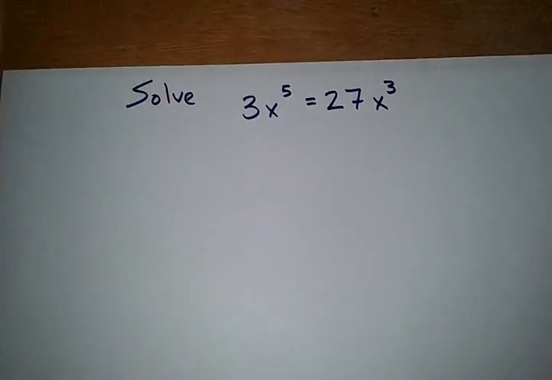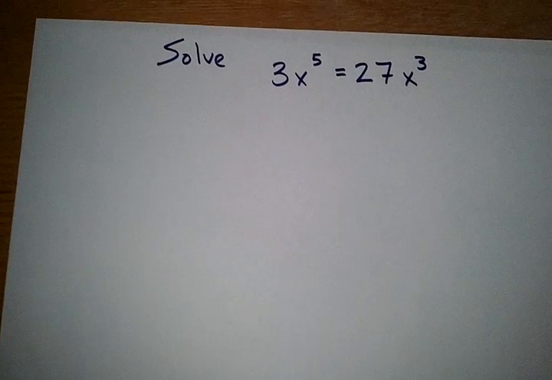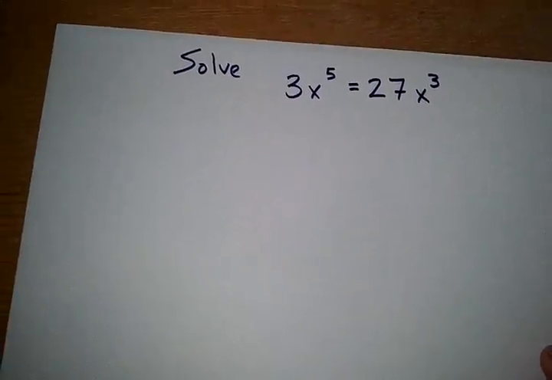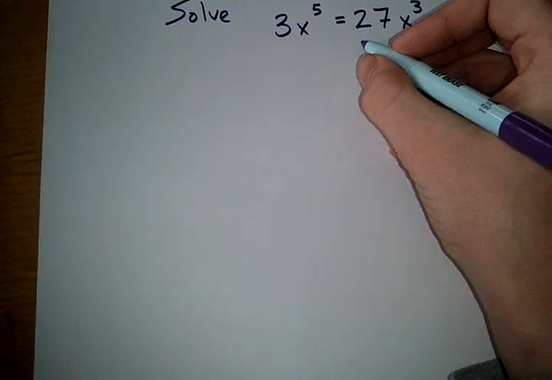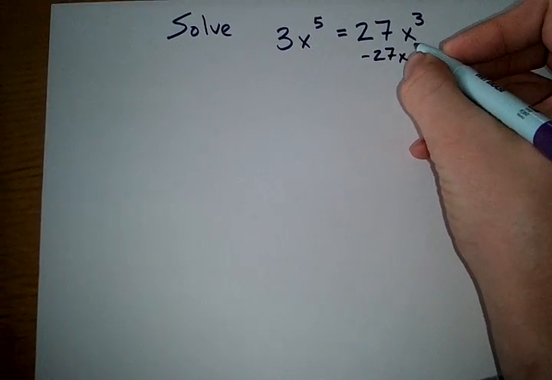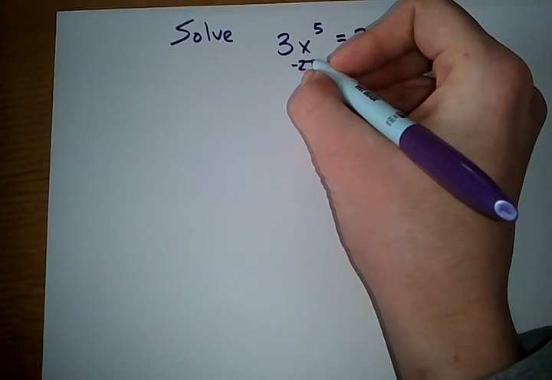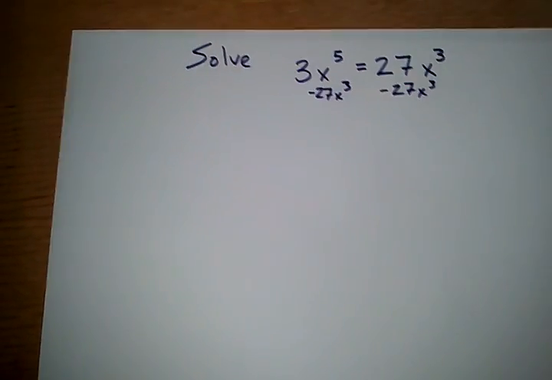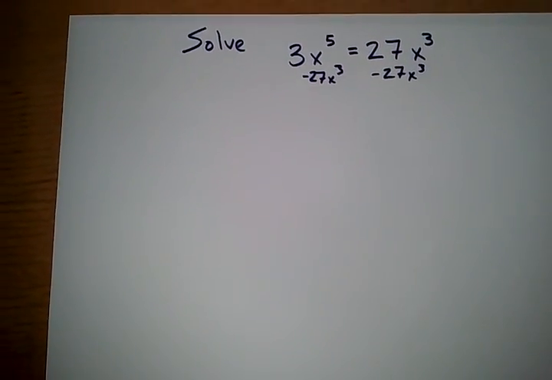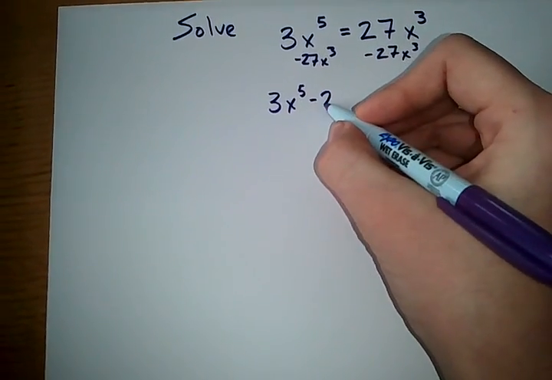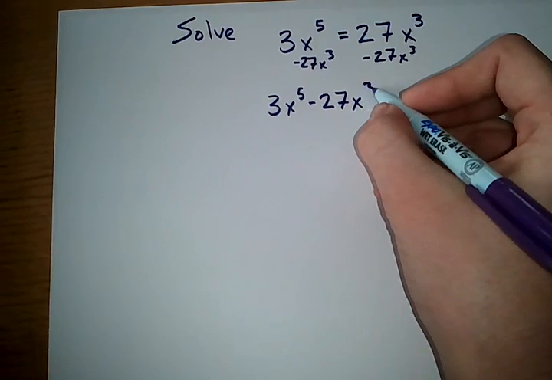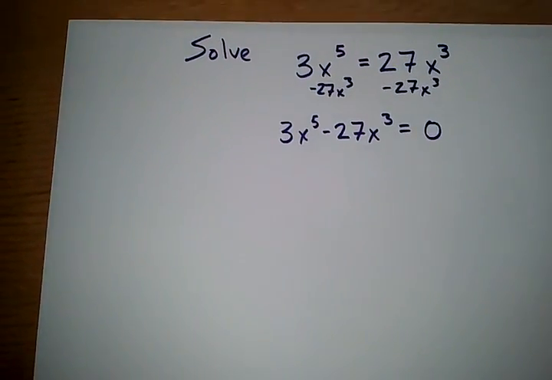First, let's solve 3x to the 5th power equals 27x cubed. On this example, we're going to have to set it equal to 0, so I'll subtract 27x cubed from both sides of the equation. Since these are not like terms, they don't combine. I'll write it 3x to the 5th power minus 27x cubed equal to 0.